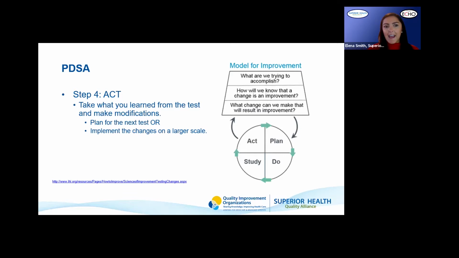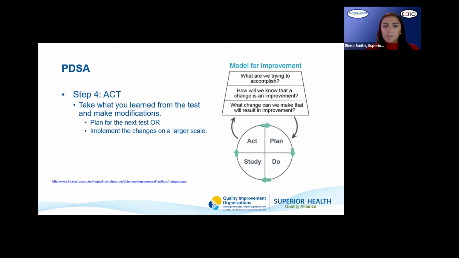Step 4 is this act phase. So you're going to take what you learned from the test and make modifications. And you have 2 options from there. Maybe you're going to plan for the next test. Maybe you want to modify some things and see if that works better, or implement those changes that you made because they worked really well. We identified a few barriers that we can tweak a little bit so that they run smoothly next time. And you're going to implement it on a larger scale rather than just focusing on a single department or a single nurse. You're going to move it onto the bigger picture.